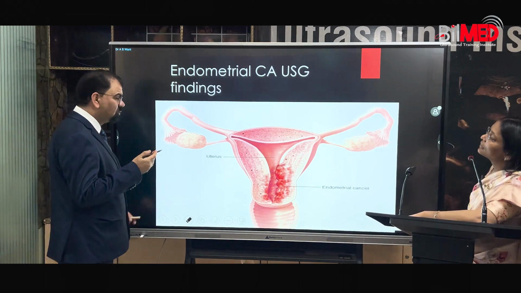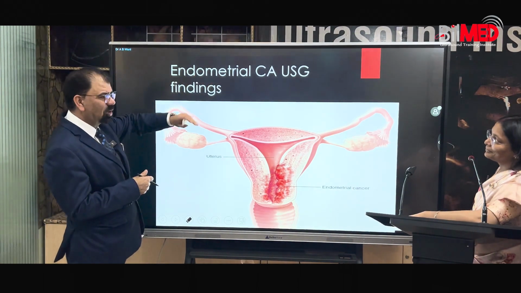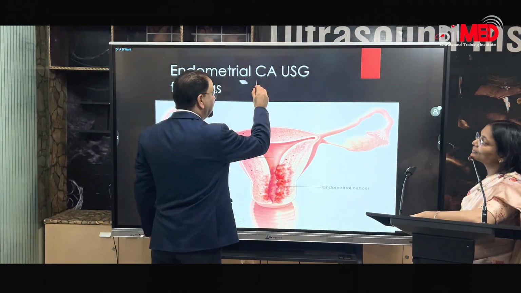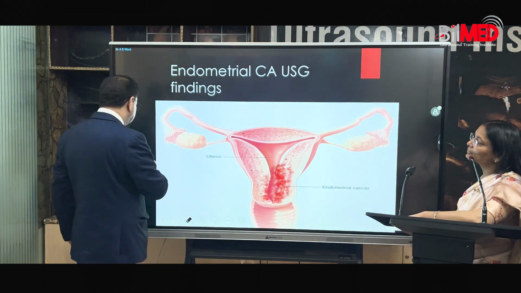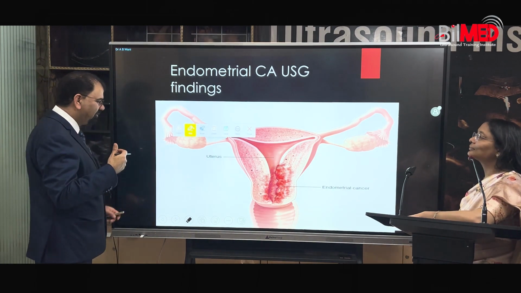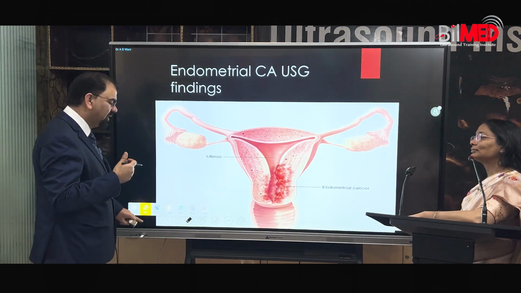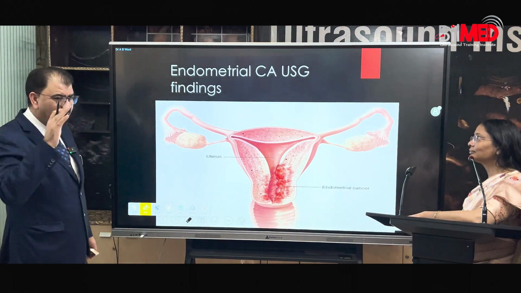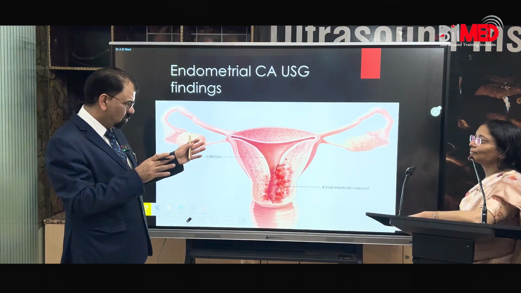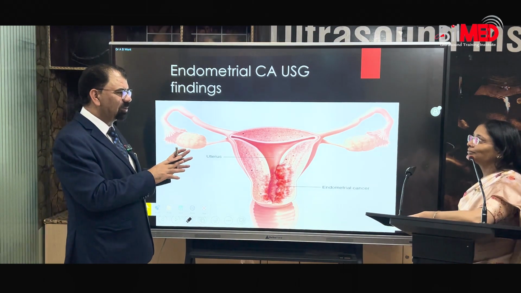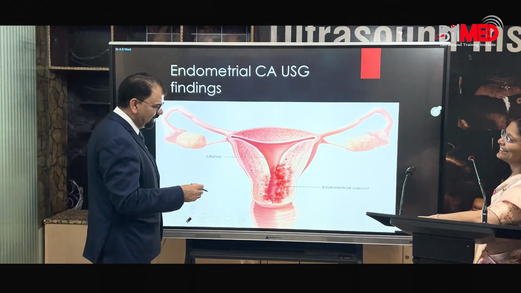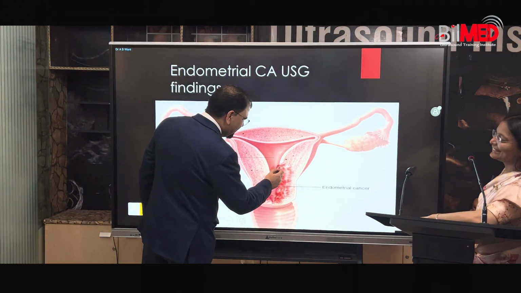Now, the next point, your question which I pasted over here: endometrial CA, ultrasound findings. Ultrasound is all about how much you are thinking. The findings will be generated from your mind, not from your eyes and not from your hand. The more you think, the better ultrasound you can do. Otherwise, you will be struggling. As you say, the more I stress my mind. Right. Now, endometrial CA.